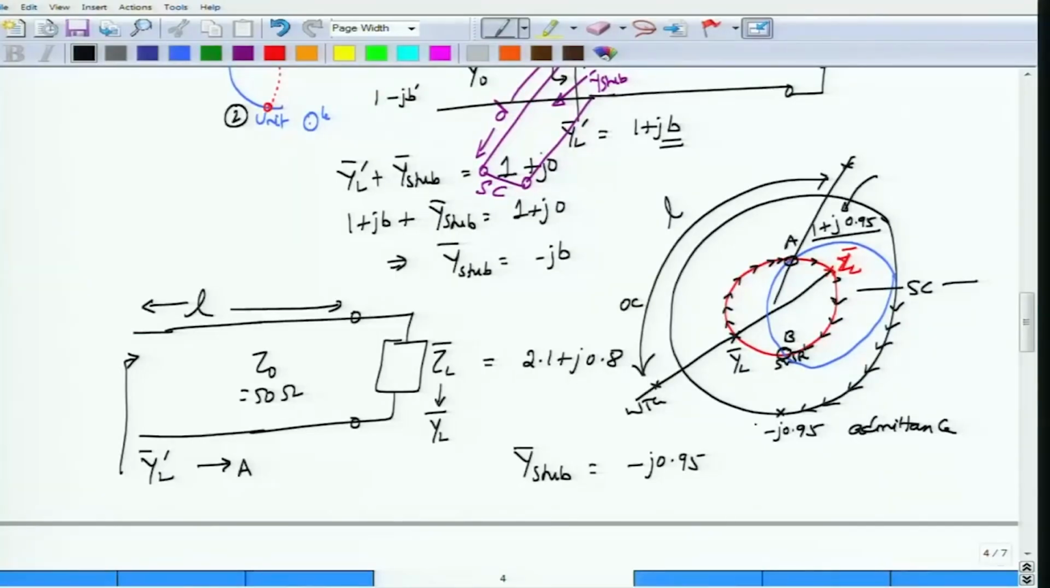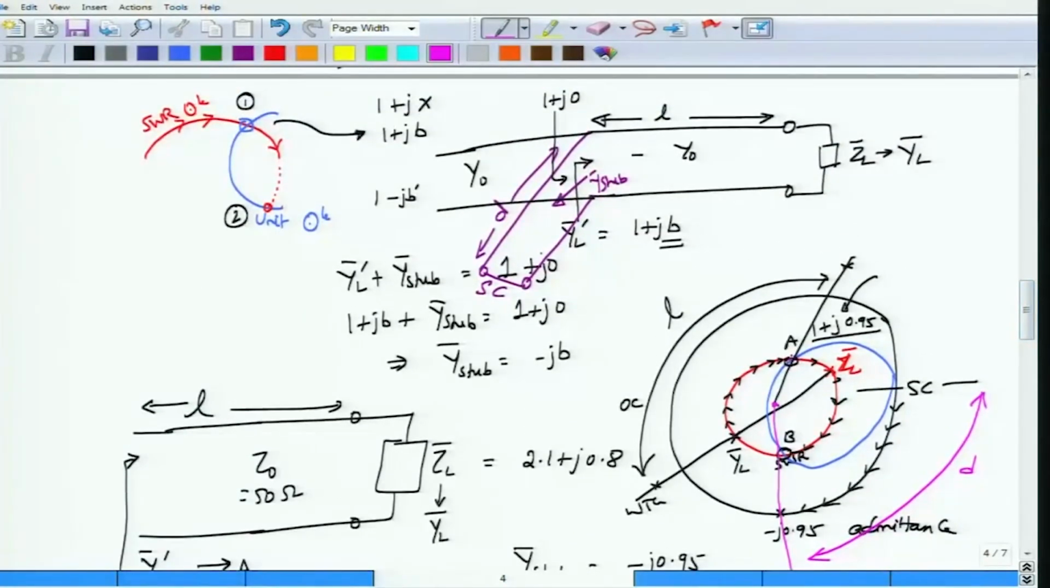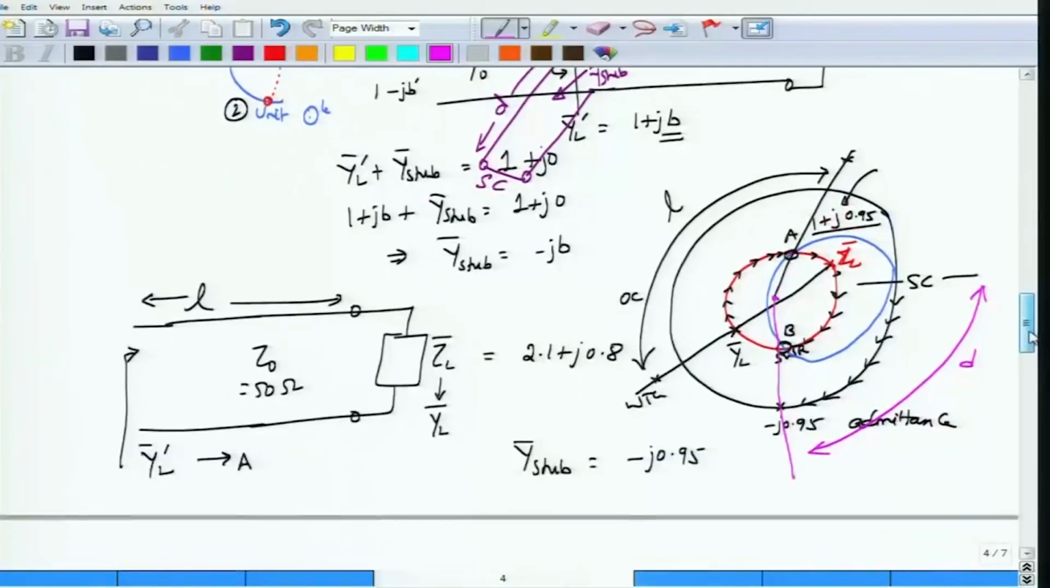How much distance did you have to move? Again, from the center of the chart, from the short circuited point, you note down this length. This length will give you the stub length which is required in order to obtain an admittance which can be used to cancel the admittance obtained at point A. So these are the two steps: finding L and finding d.